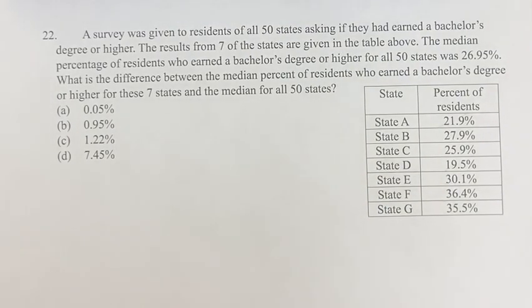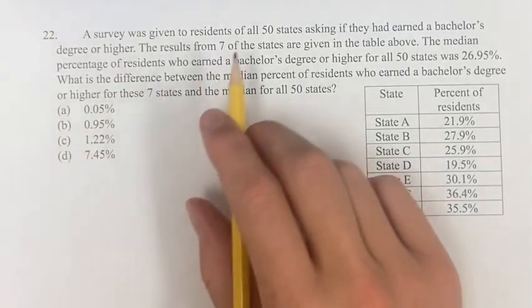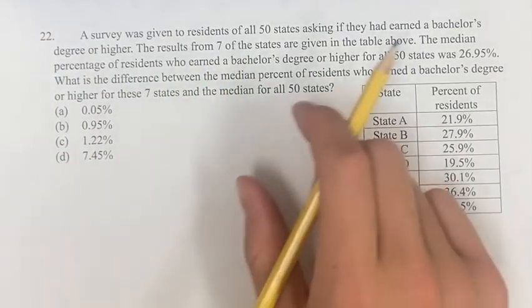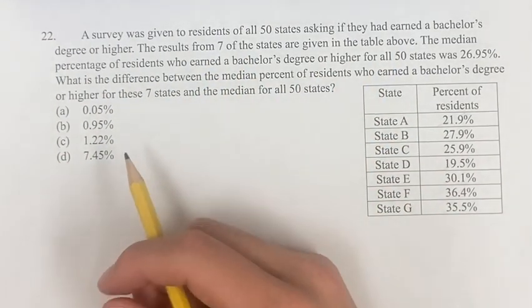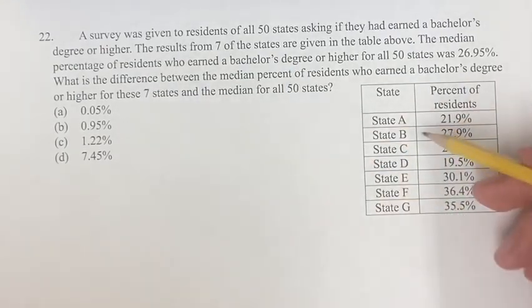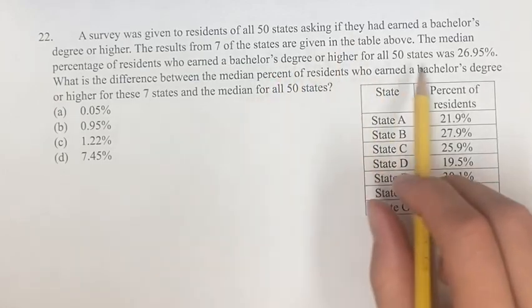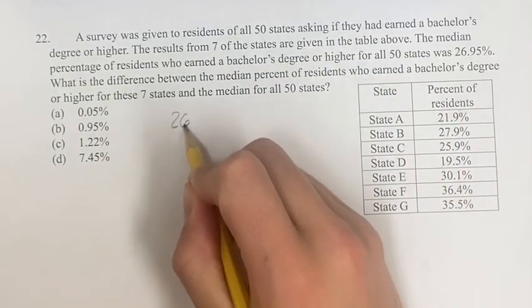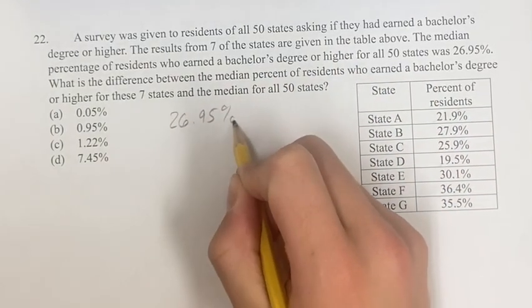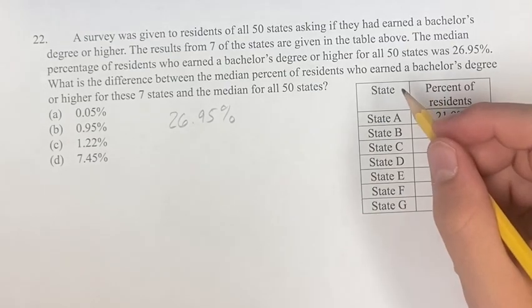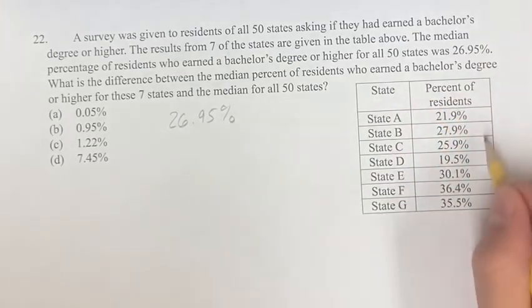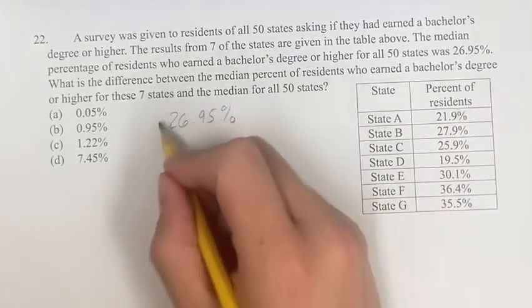In this problem, we are told a survey was given to residents of all 50 states asking if they had earned a bachelor's degree or higher. The results from 7 of these states are given in the table below. We're told that the median for all 50 states was 26.95%. We're asked what is the difference between the median of these 7 states and the median for all 50 states.